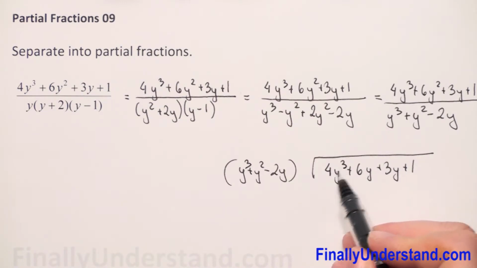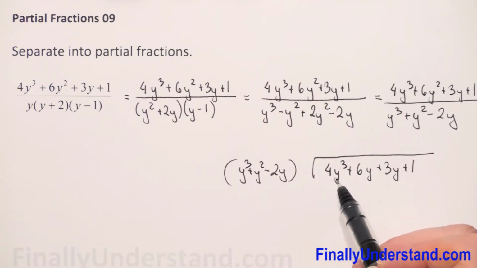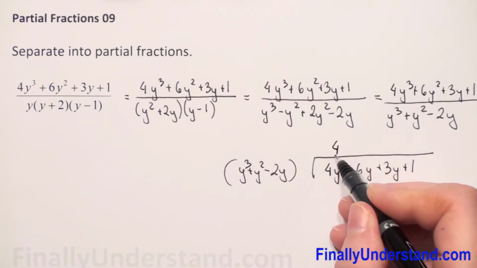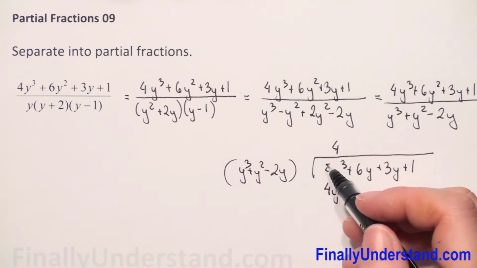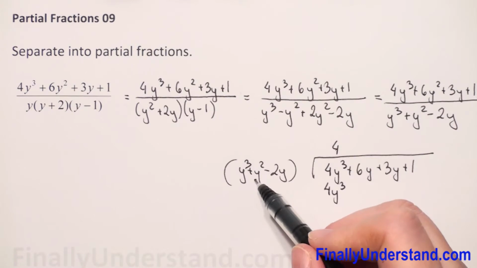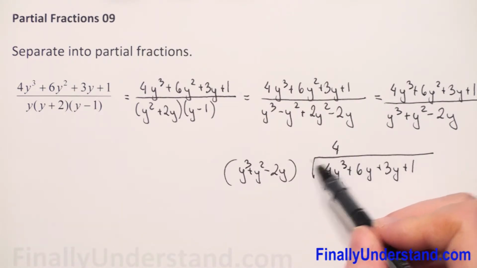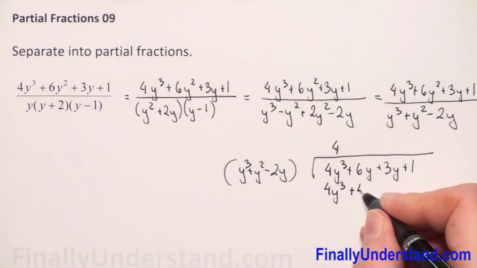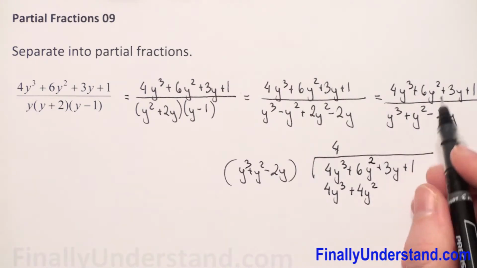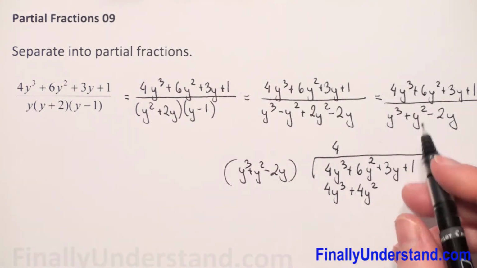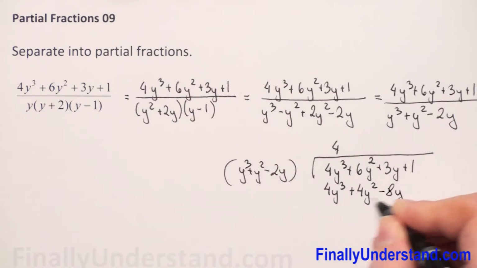We have 4y cubed and y cubed. By what do I have to multiply y cubed to get 4y cubed? By 4, of course. 4 times y cubed is 4y cubed. Now I have to multiply every term in the parentheses by 4. So 4 times y cubed is 4y cubed. 4 times y squared is 4y squared. Of course, I should write here the square, I forgot. And next, 4 times negative 2y is negative 8y.